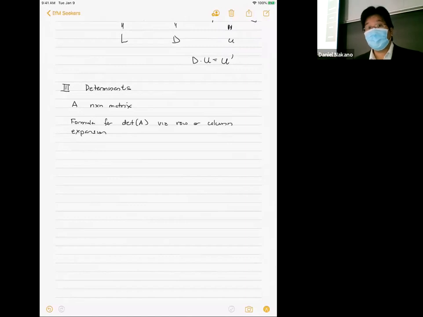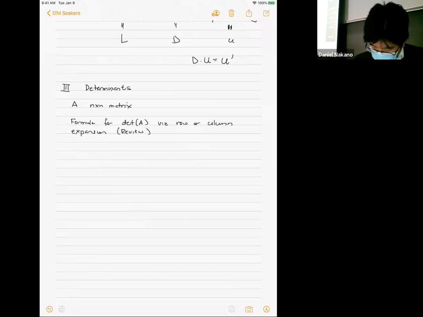Okay, so I'm not going to go over this. You should just review it. You should know how to do row or column expansion. I think there are plenty of problems that you did in the past on this. So that's one way to compute the determinant.